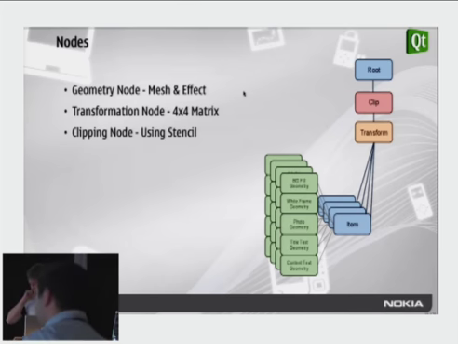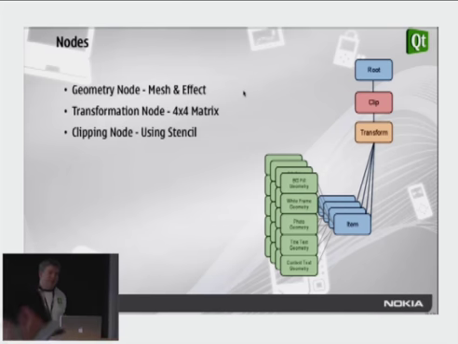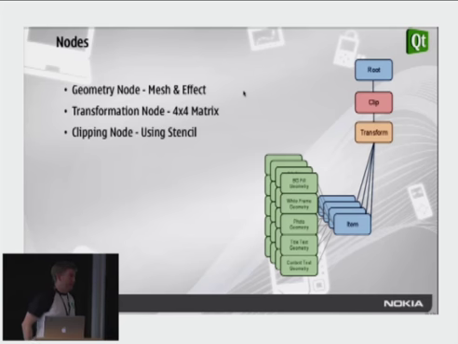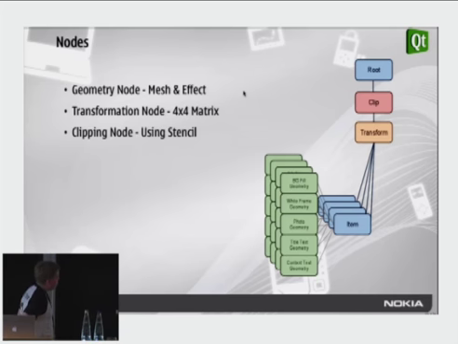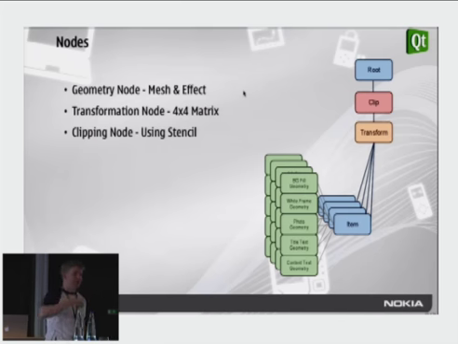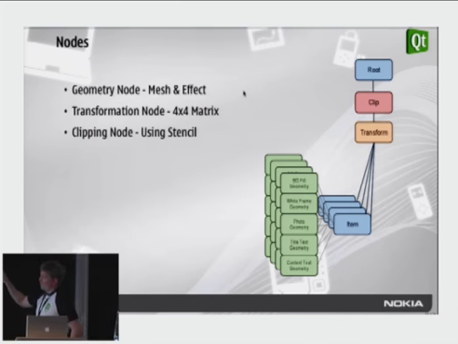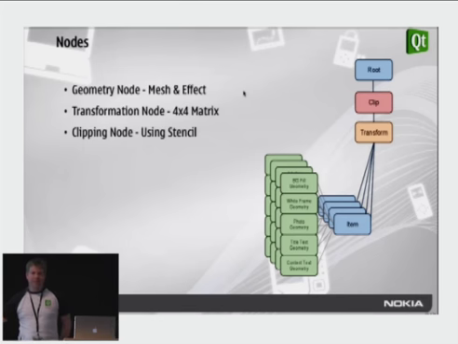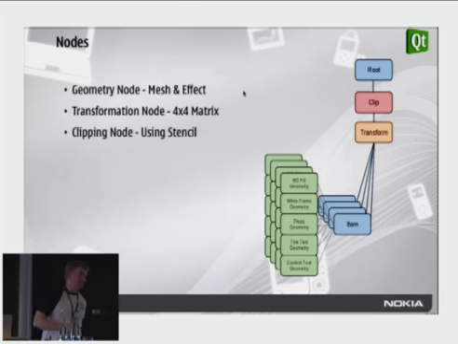Then finally, there's the clipping node, and the clipping node is one of the things we were hoping initially to keep out of the scene graph tree, because we wanted to keep it really, really pure, and clipping could be done via an effect. But the thing is that the stencil is so insanely fast compared to doing alpha masking, so we just had to have it.